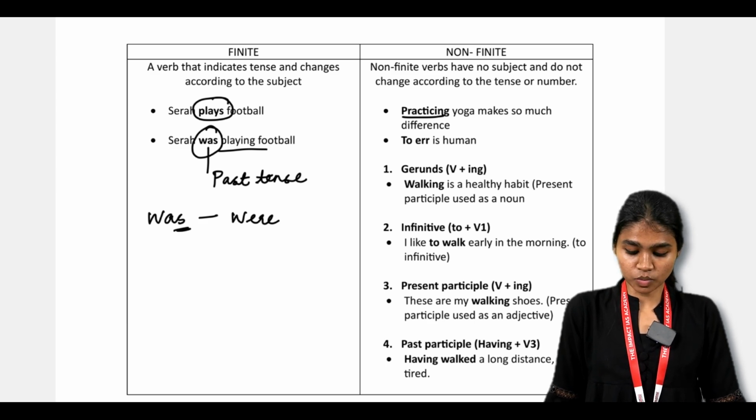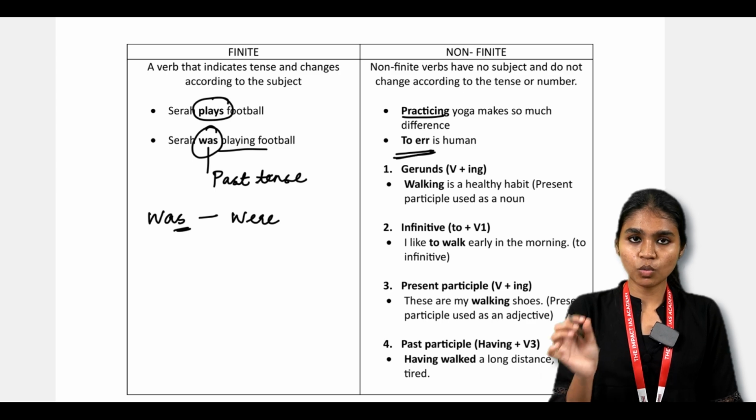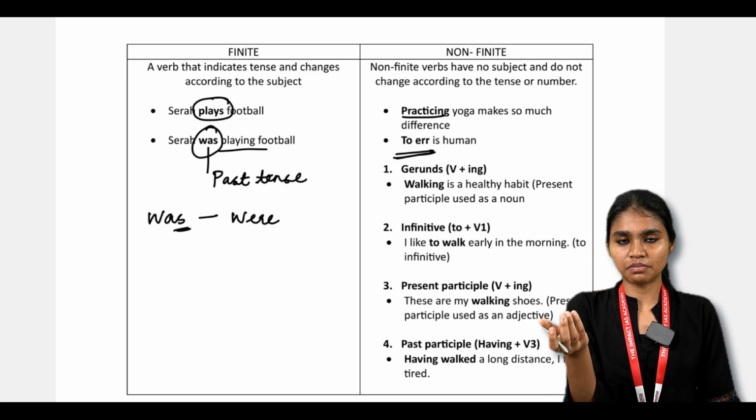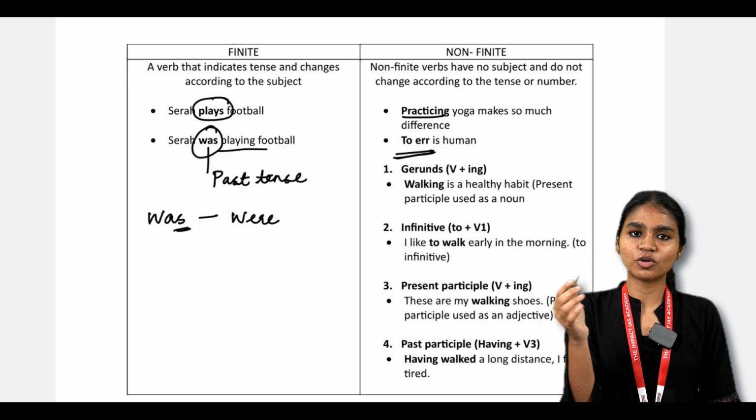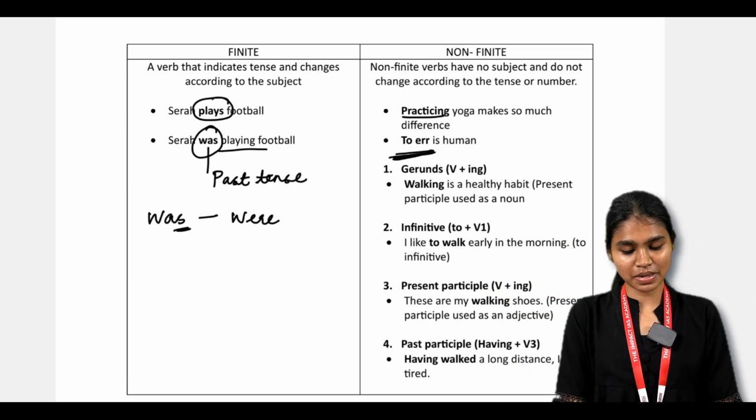To err is human. To err is in the base form. If you look in the dictionary, there will be a verb, any word for that matter. If it is a verb, they will give it in brackets as to plus verb. That is the base form of the verb. Here to err is a base form.